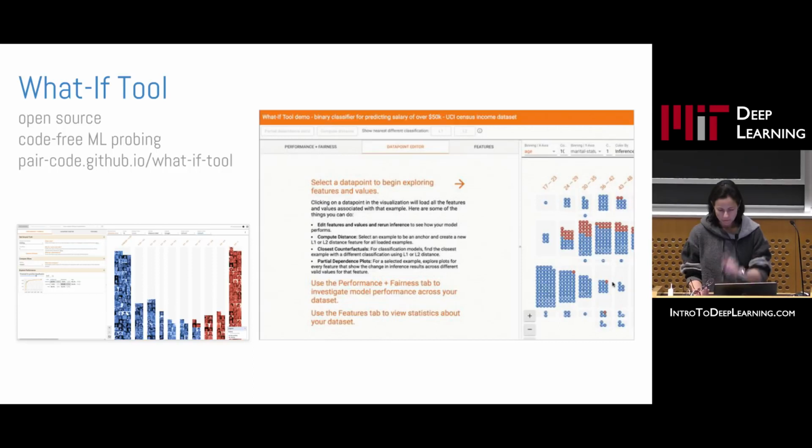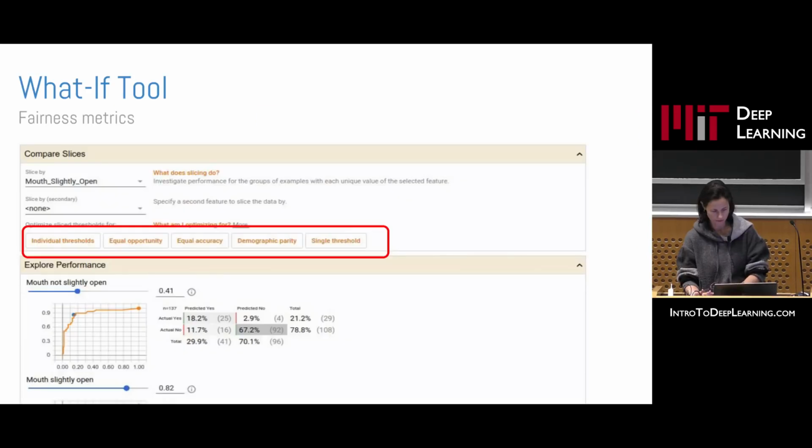All right, if I have time, I'm gonna come back to the What-If Tool. The only thing I'll say about this tool is that it's another open source tool that we created that allows you to probe a machine learning model as a black box and to probe for things like machine learning fairness, different concepts of ML fairness. If we have time, we'll come back to this.